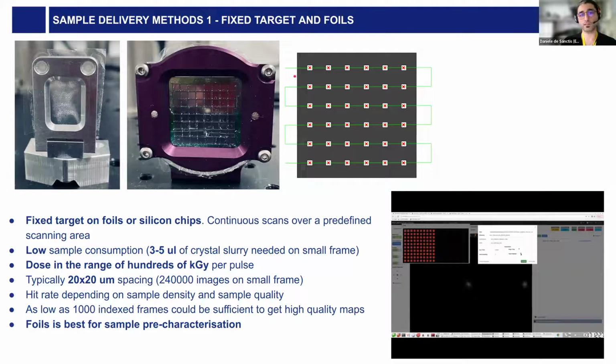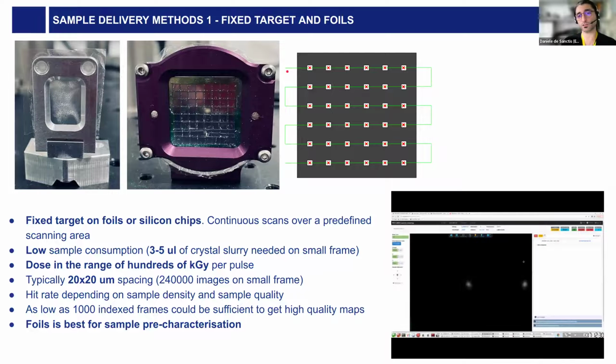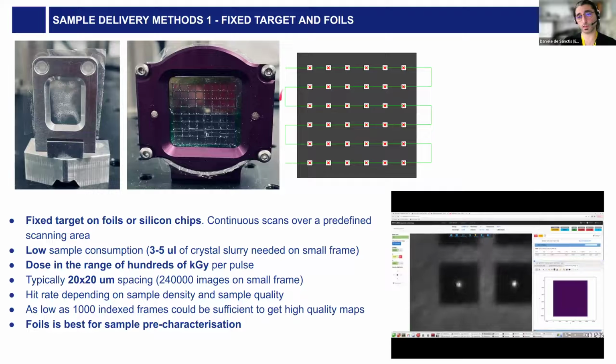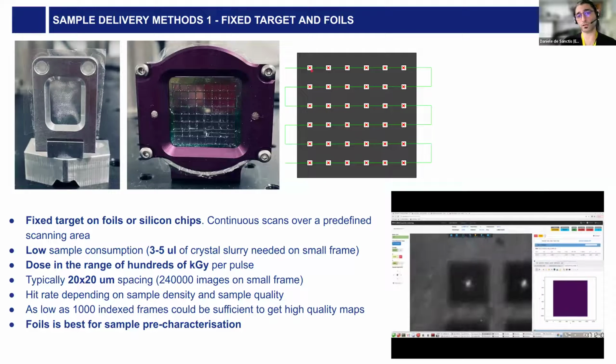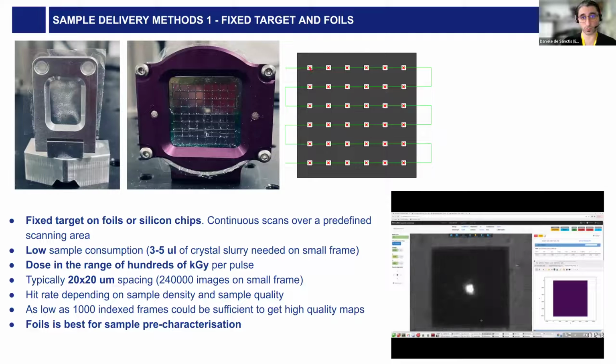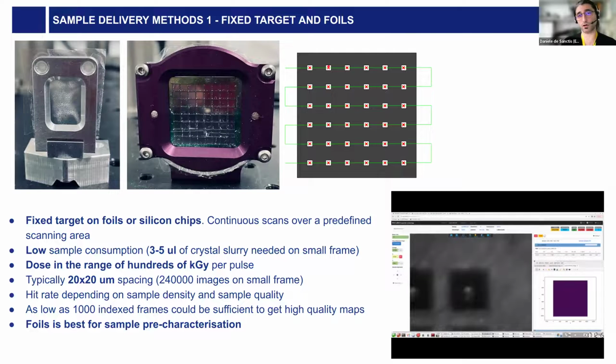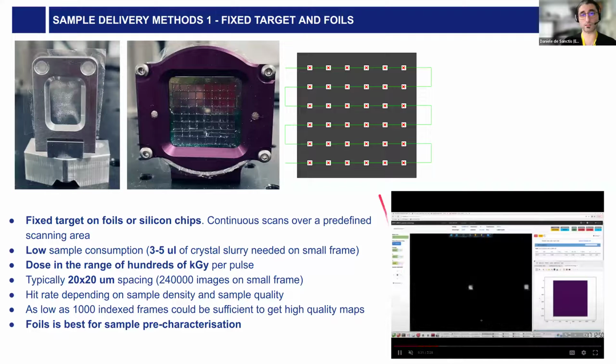In both cases, the data collection scheme is exactly the same. We continuously scan, usually using a zigzag scan. But given that the pulses are shorter than the repetition rate, we basically shoot only in front of the holes when it is the silicon chip, like the one that you see in the video down here. When we are on the foil, we have a sort of free geometry, so we can decide how frequently to shoot, so how often to sample the scanning area.